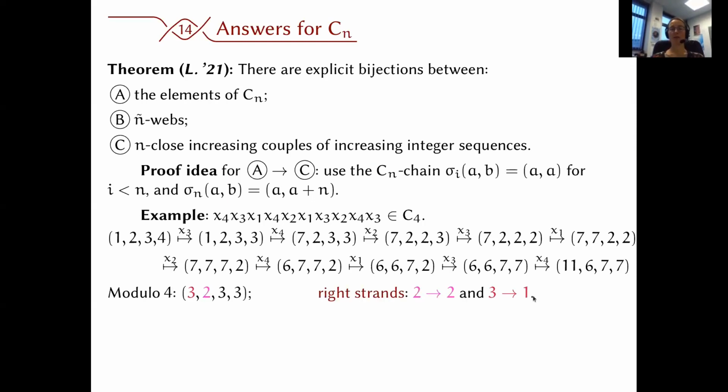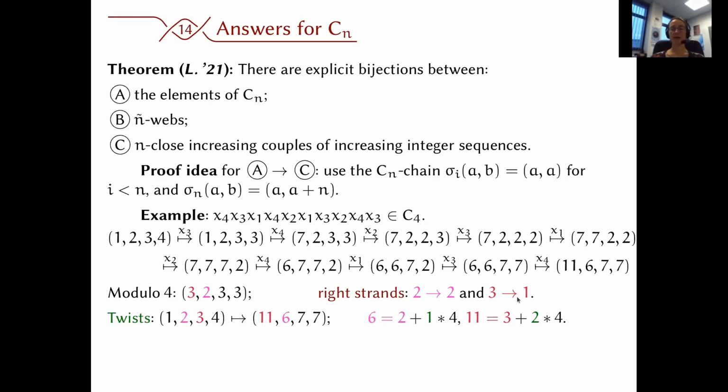What does it correspond to? First of all, we look at these numbers modulo 4. We get 3, 2, 3, 3. It means that the strand 2 should arrive to the position 2. The strand 3, well, it polluted some numbers, but if you look at the circular order, the rightmost position will be the first one, so it arrives to 1.